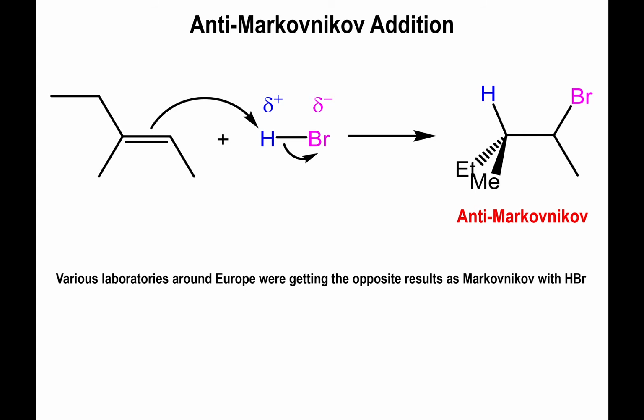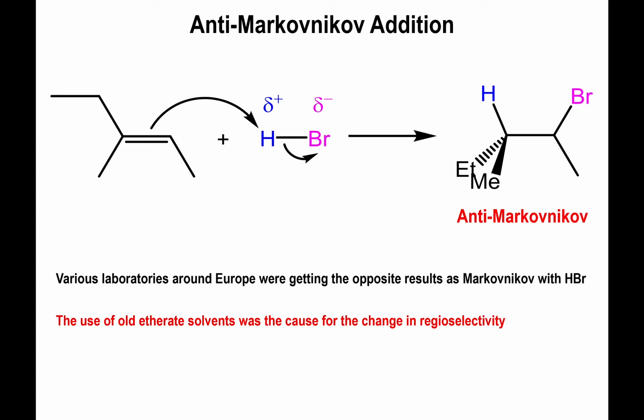The curious thing about this is that while some laboratories reported this type of reaction, seeing anti-Markovnikov additions, many other laboratories were seeing the opposite effect. They were using HBr and getting results like Markovnikov would predict. But then there were other labs that would do the same experiment with the same reagents, or so they thought, and they would get the anti-Markovnikov result. So something was definitely different, and it wasn't obvious what that may have been.